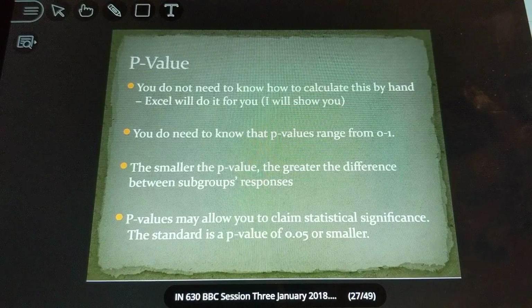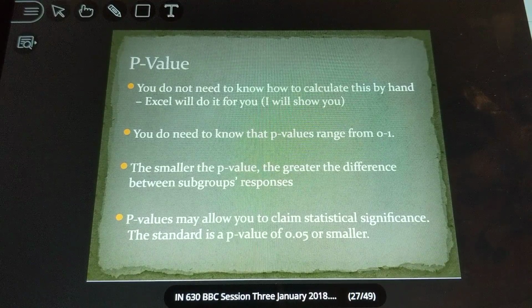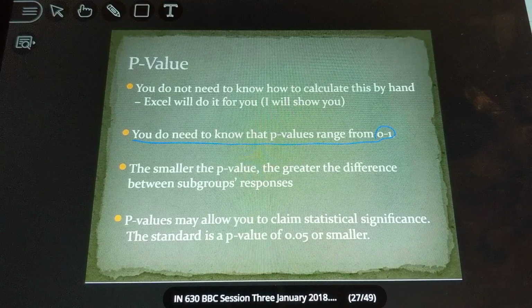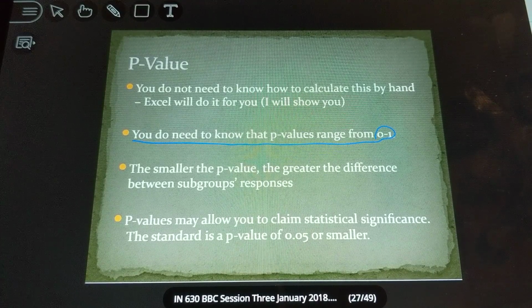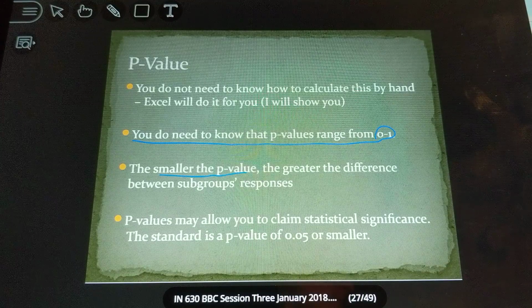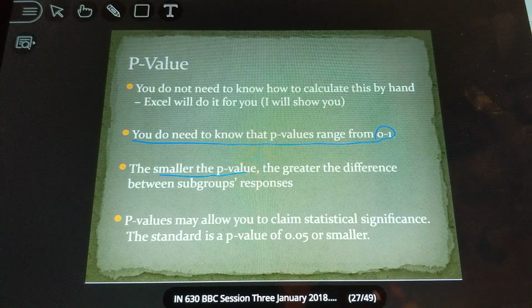I want you to understand that p-values, first of all, range from 0 to 1. So if you're computing and your p-value is 700 and something, then you made a mistake, okay? So the range is going to be from 0 to 1. The smaller your p-value, the greater the difference between the different subgroups that you have.